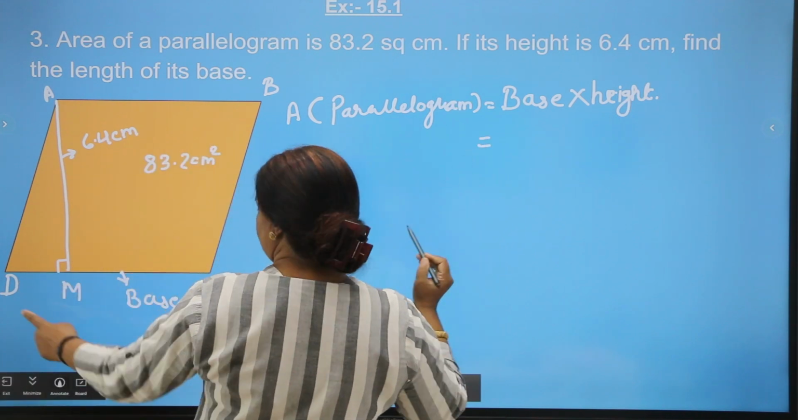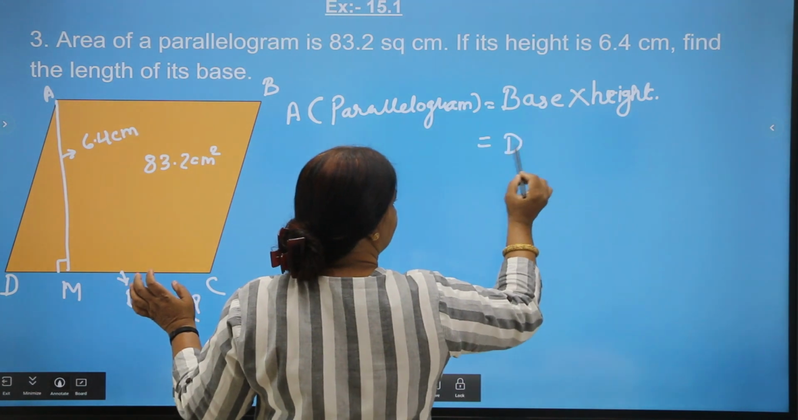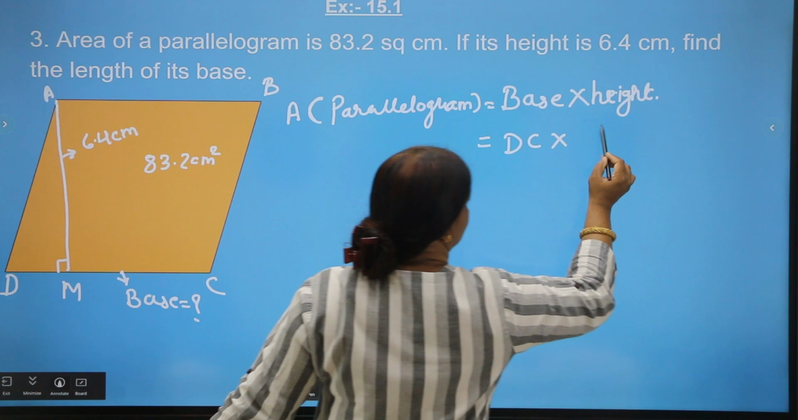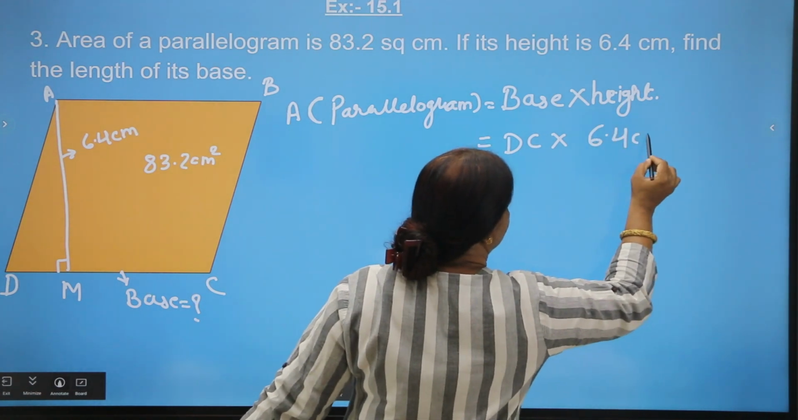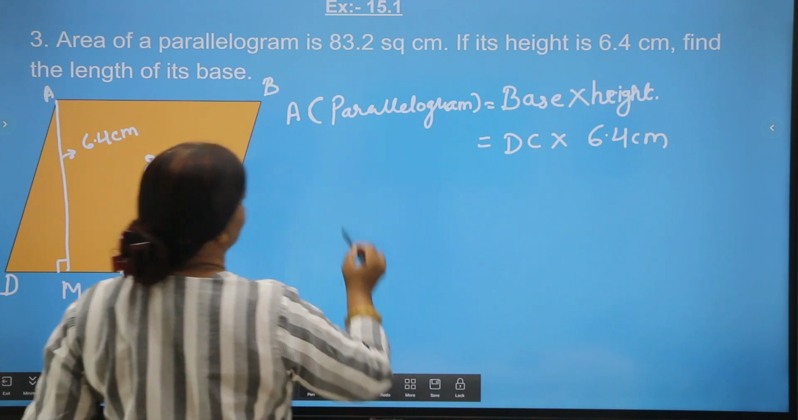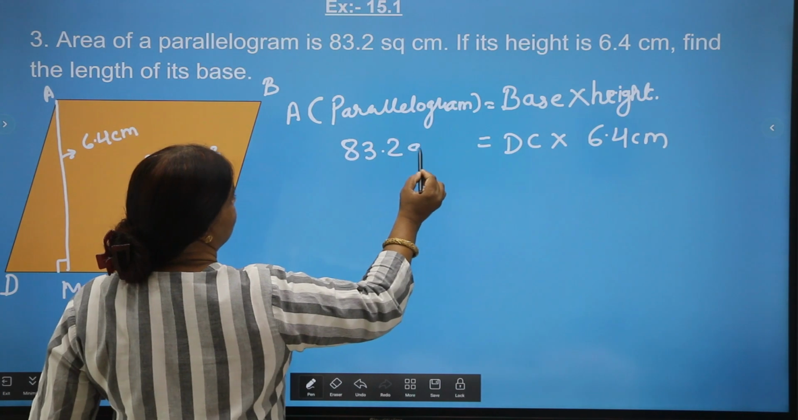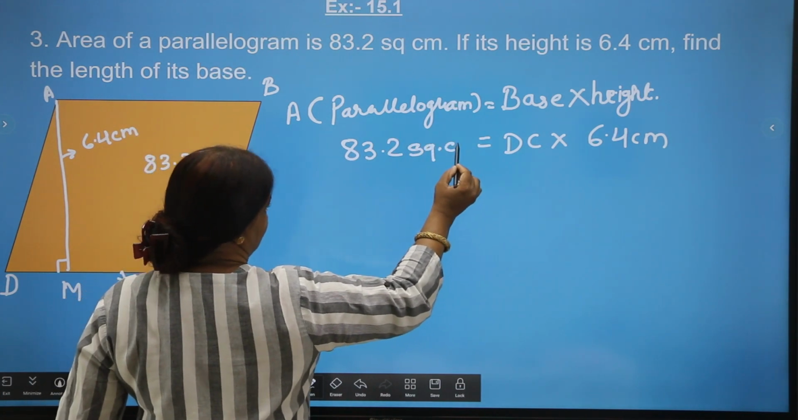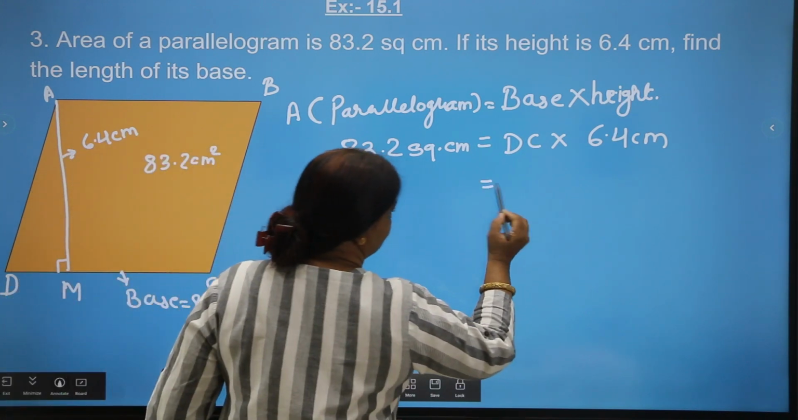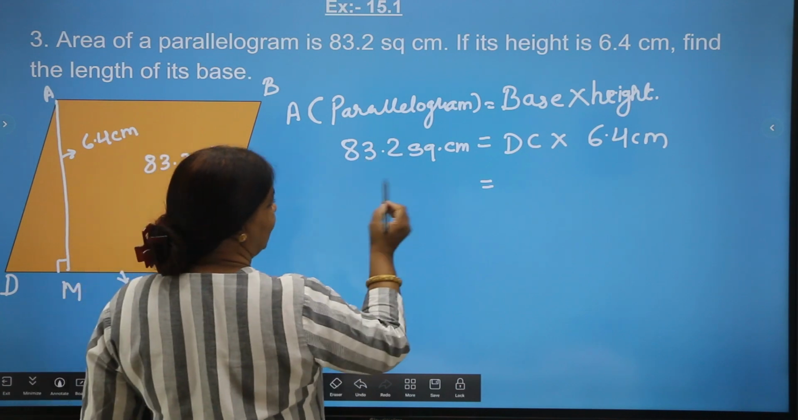So base is to be found, and base is DC. Let us write DC into height. Height is 6.4 centimeter, and the area of the parallelogram is 83.2 square centimeter.